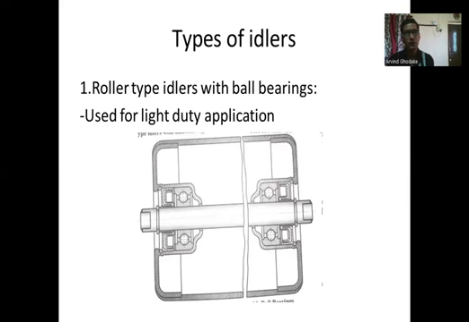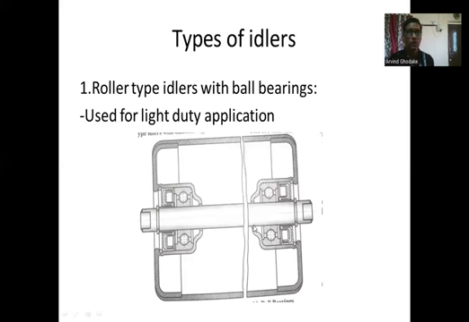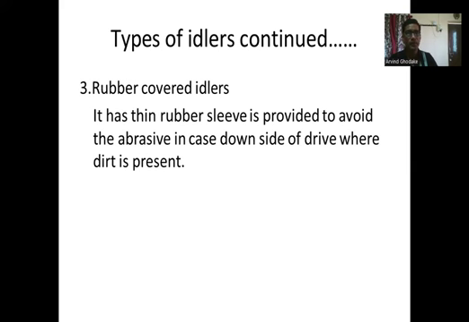The roller type of idler with ball bearing is used for light duty application. In this figure you can observe the roller type of idler. The second one is the roller type of idler with roller bearing, used for heavy duty application. This is the diagrammatic representation of the roller type of idler. The previous one is the roller type of idler with ball bearing, and this is the roller type of idler with roller bearing.